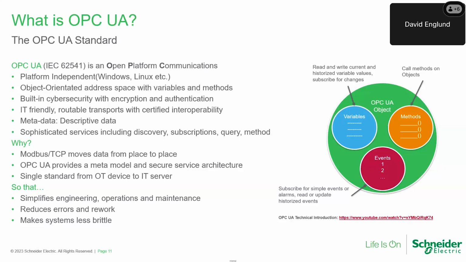So why do we need OPC UA? We have field bus protocols like Modbus TCP, which are great for moving data. There are a couple problems with these traditional field bus protocols. They're not natively secure, and they don't provide a rich meta model and a rich service architecture like OPC UA. OPC UA allows us to leverage a natively cybersecure, rich, object-oriented data model as a single standard from our OT devices to our IT servers, so we can simplify engineering in a scalable architecture.